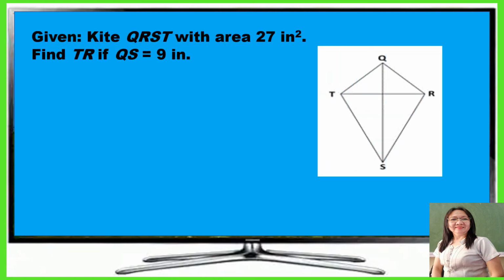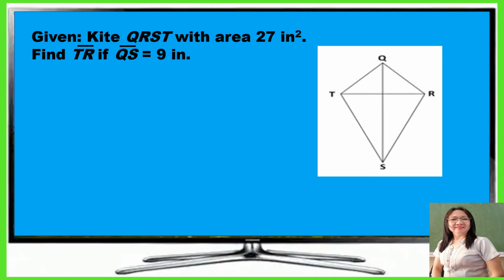Now let us look at another example. This is our illustration. The given is kite QRST with the area of 27 square inches. We have to find diagonal TR if diagonal QS is given with the length measure of 9 inches.